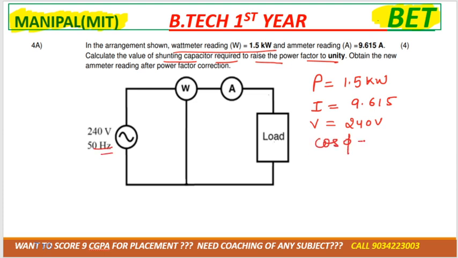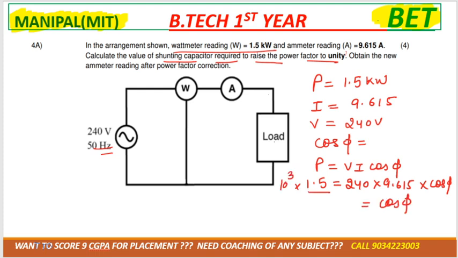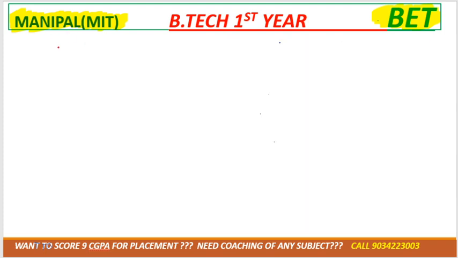ठीक है, whenever we'll need, जब हमें पुराना cos phi पता होगा, then only we can improve to unity. Right? So we'll have formula P is equals to VI cos phi, power is 1.5, voltage is 240, current is 9.615. Can we get the value of cos phi from here? After solving we'll get cos phi is 0.65. ठीक है, so now write it down in your formula sheet.